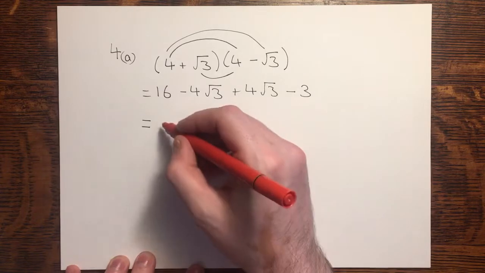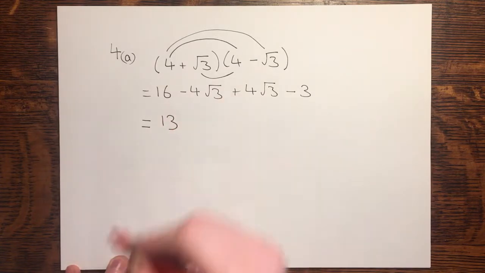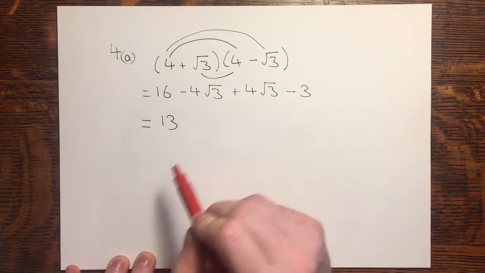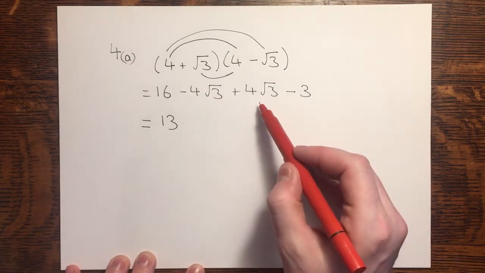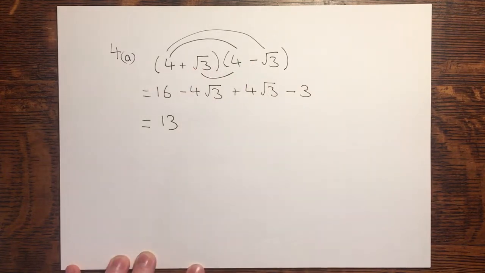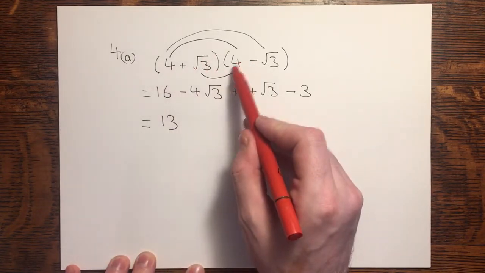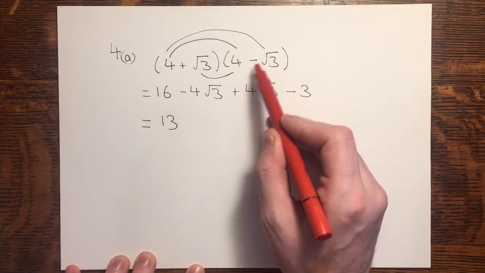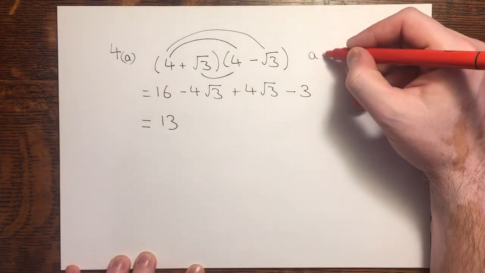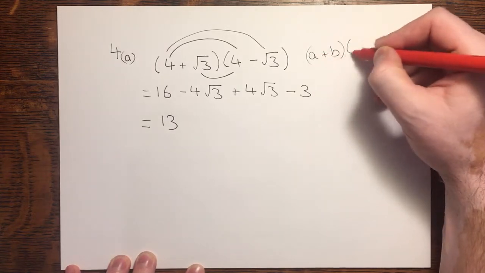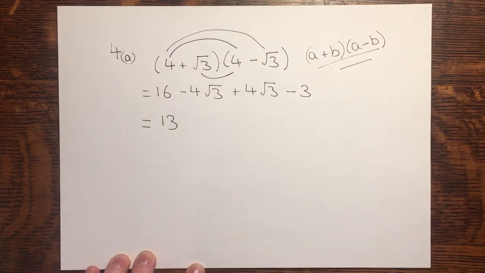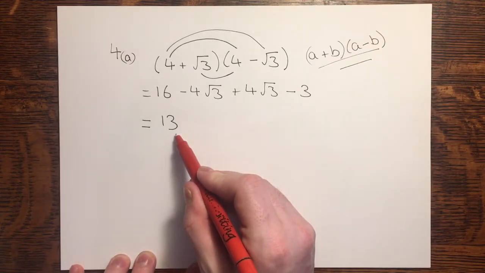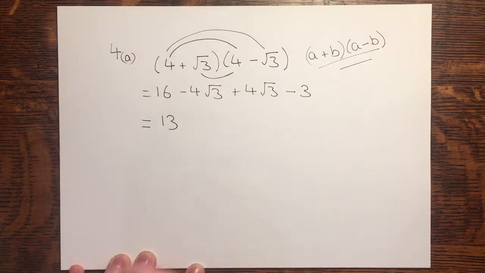16 minus 3 is 13. Minus 4 root 3 plus 4 root 3, and they cancel each other out. And that actually leads into the significance of this form that we've got here: (a plus b)(a minus b). This form is very significant because it results in the surds being eliminated, giving us a rational answer. Let's look at how that's relevant to part B.